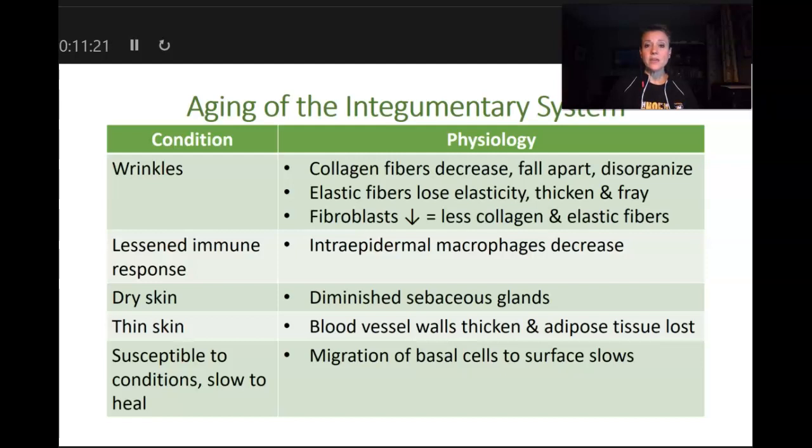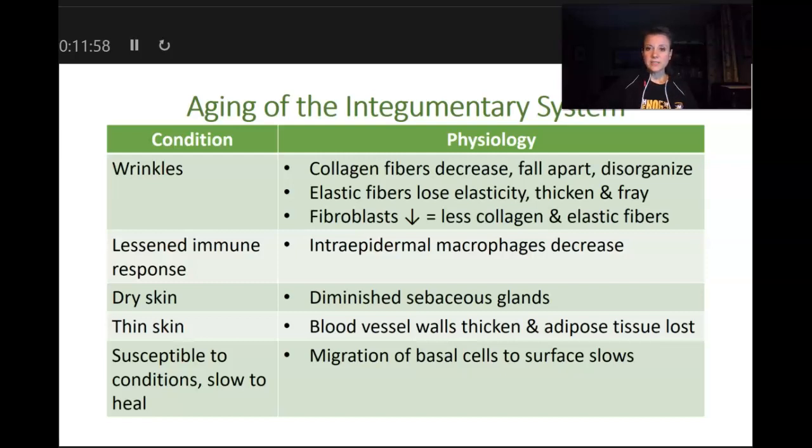And then finally, if an elderly person gets a bruise or gets a cut, it takes a longer time for those injuries to heal. And the reason why is because the migration of the cells in the stratum basale is going to slow down. So you're not going to have as swift a turnover of the stratum corneum as you do when you are younger. And because of that, it takes longer for injuries to heal. And so those are the effects that aging has on our skin.